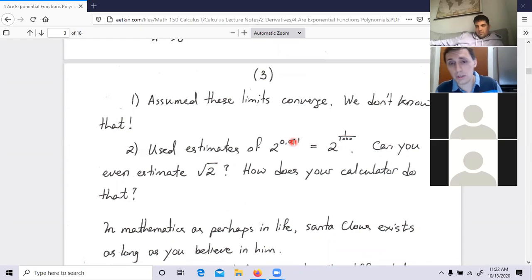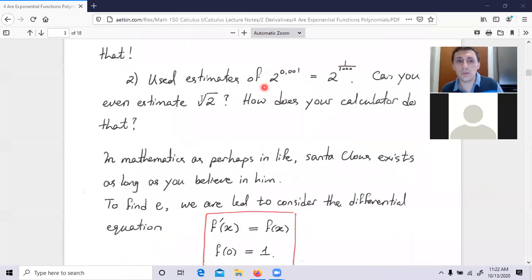And calculators were not available when those discoveries were made. They came way before calculators, right? So those are the questions that you have to keep in mind.